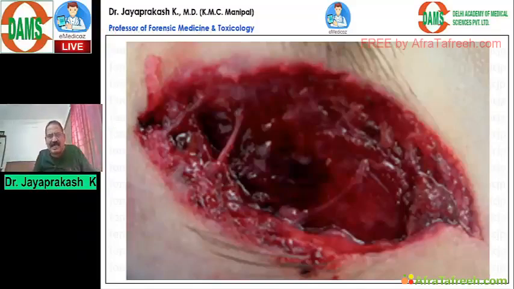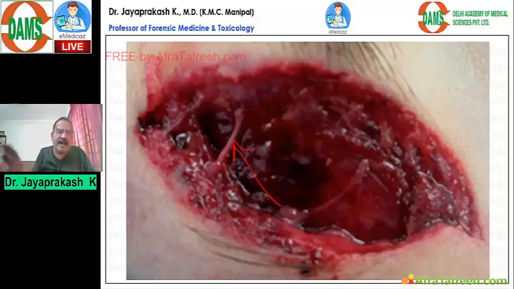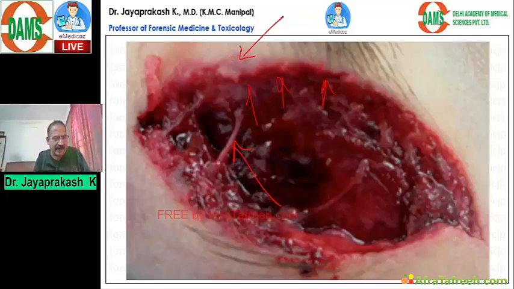This is a lacerated wound. How can we say lacerated? Whenever you see these neurovascular bundles, immediately you can say it is a lacerated wound. At the same time, you can see margins are contused and edges are irregular. It is a lacerated wound. The size may be very minute to a few centimeters.